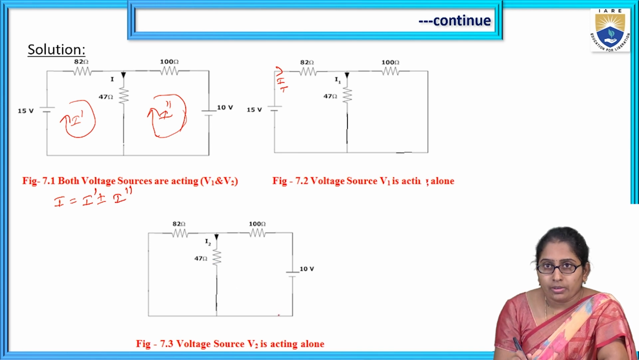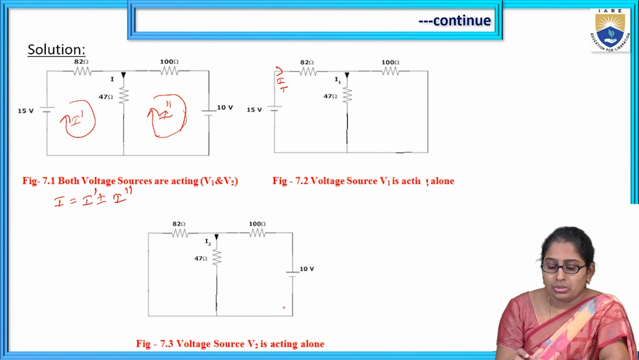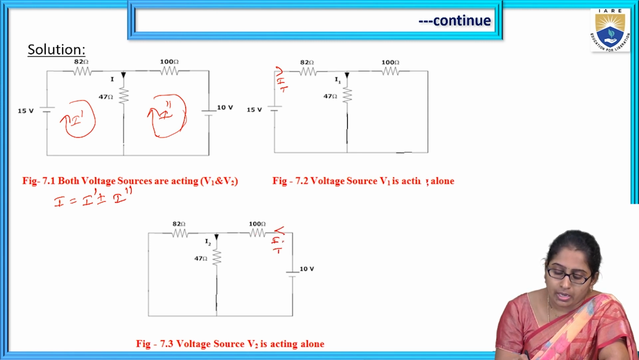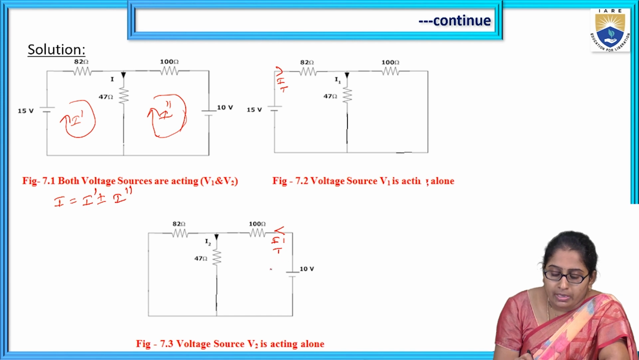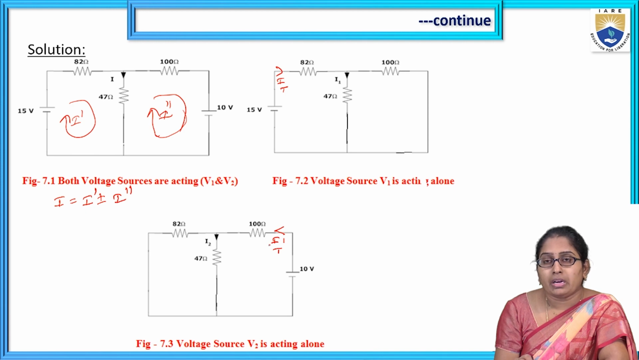Then I go with the second source in operation, voltage source V2. In that case, the current in the 47 is I2. Here also I find the current from the supply, which I take as IT dash, by finding the total resistance across the supply. After finding this total current, I find the current I2 using the current division rule again.